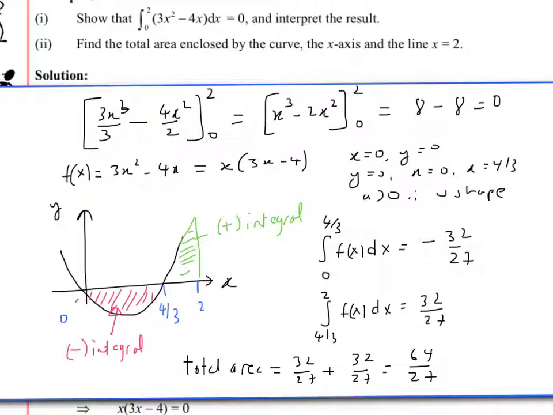So if you're watching this video and you're learning some calculus, it's worth having a go at these integrals. f(x) is 3x squared take away 4x, integrate them from 4 over 3 to 0, and 2 to 4 over 3, and you should get a total area of 64 over 27.